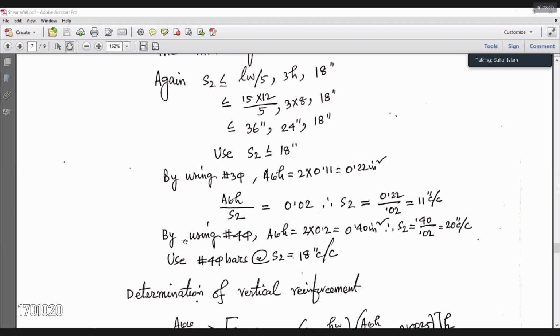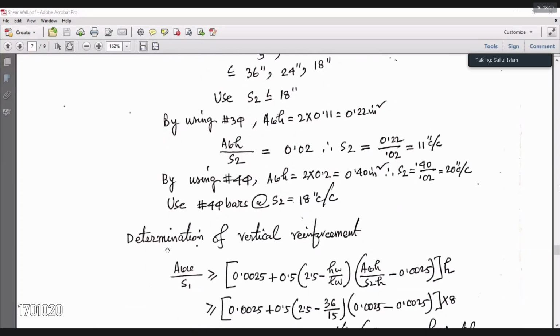They have given another option, using number 4 steel, then Avh is equal to 2 into 0.20, 0.40 inch square. So you calculate the spacing. There you will get the spacing equal to 20 inch center to center. But it is greater than your limiting spacing of 18 inch. So if you are using number 4 bar, then the spacing must be 18 inch.